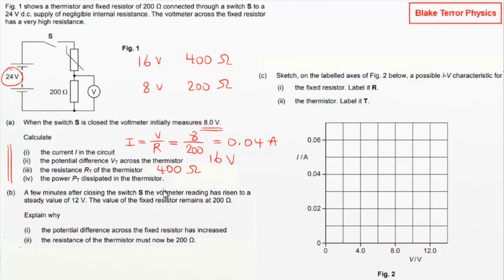And then what is the power dissipated in the thermistor? Well, we can do I squared R, or we can do V squared over R, which I think is going to be slightly easier numbers. Actually, it's all the same, really. We're going to have a 64 in there somewhere. So anyway, we've got 256 divided by 400, so that's 0.64 watts. You could have squared the current and multiplied by 400, and you still get the same thing.